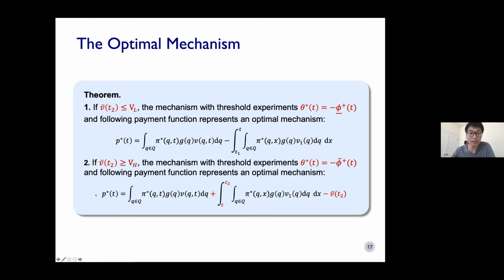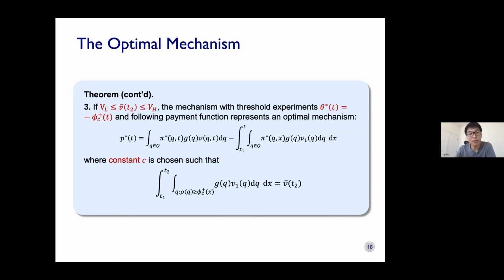Okay, and you can see the payment function has a slightly different format, because here I'm integrating over a different domain from T2, and at the end I need to subtract V bar T2. This kind of difference is really because I have to handle the IR constraint, which turns out to be different, and leads to this different format.